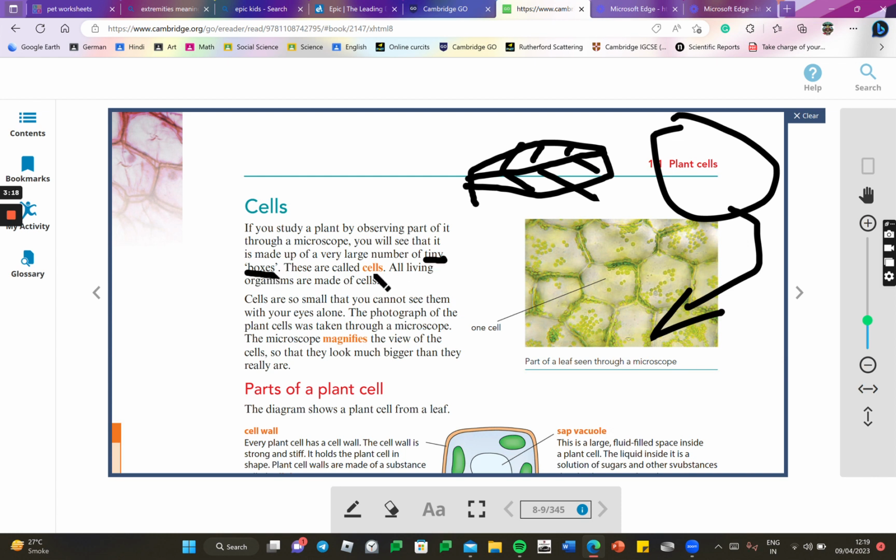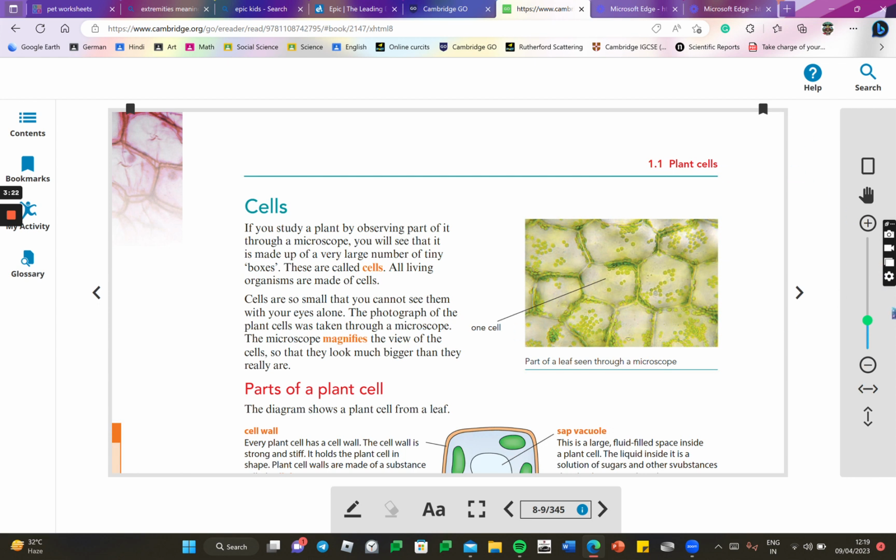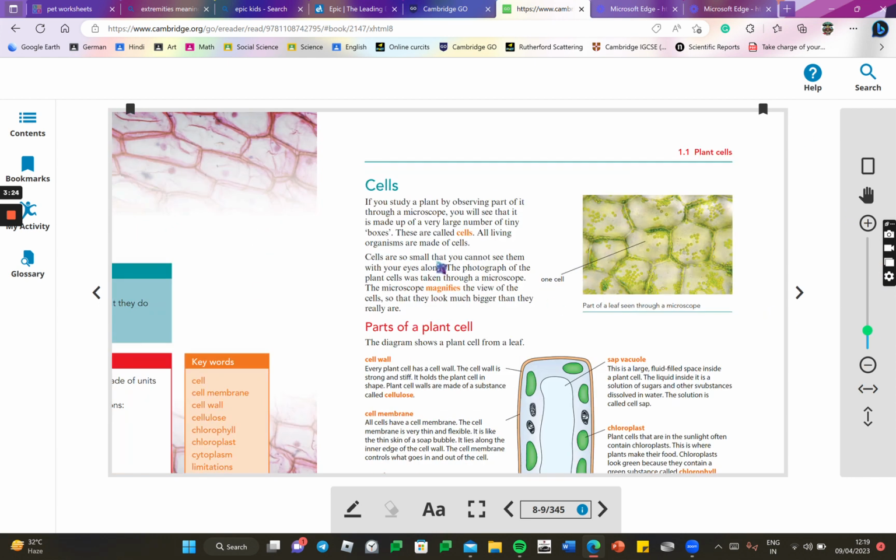Tiny, these are very small. And these are called cells. All living organisms are made of cells. Cells are so small that you cannot see them with your eyes alone. The photograph of the plant cells was taken through a microscope. The microscope magnifies the view of the cells so that they look much bigger than they really are.